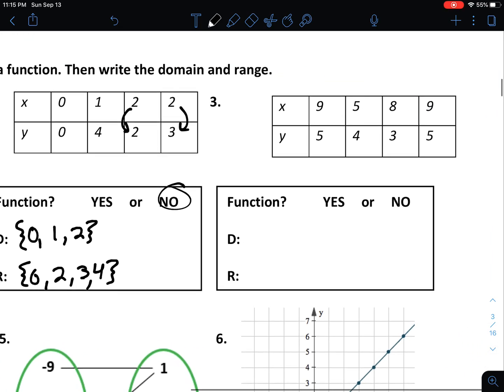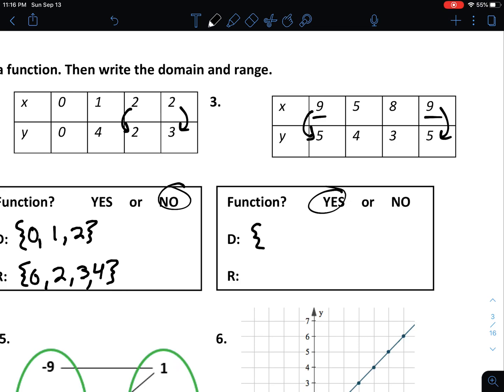All right, for number 3, let's take a look at our x values. So we've got 9, 5, 8, and 9. Notice that the 9s repeat, but in this case, they actually go to the same number. We talked about this earlier. That's actually okay. As long as the x value goes to the same y value, then you're good. And we can actually say that, yes, this is in fact a function.